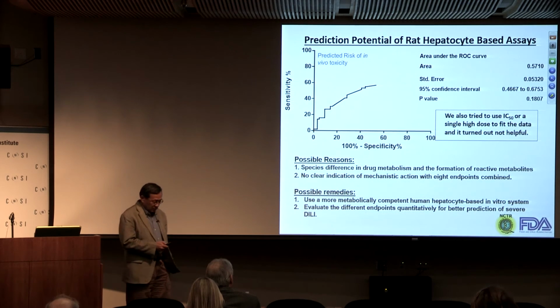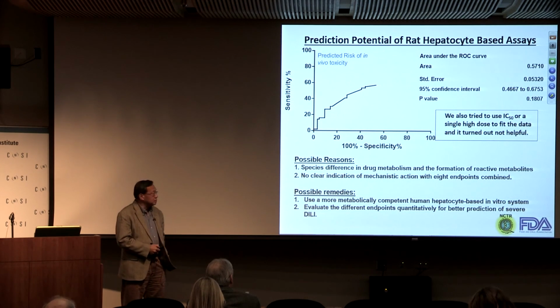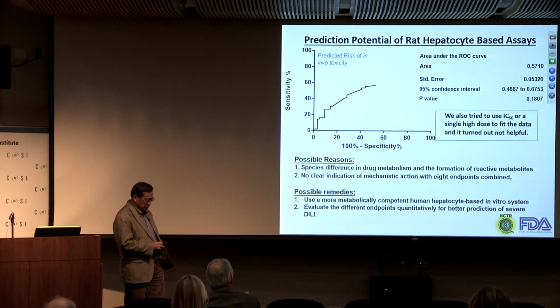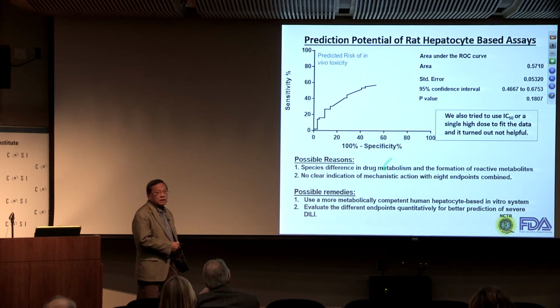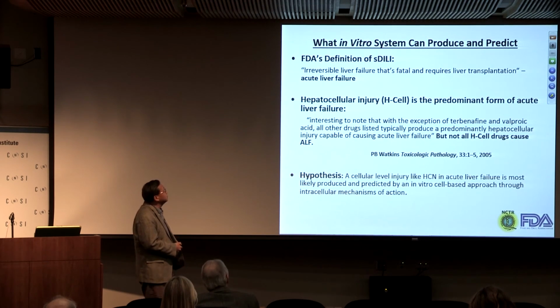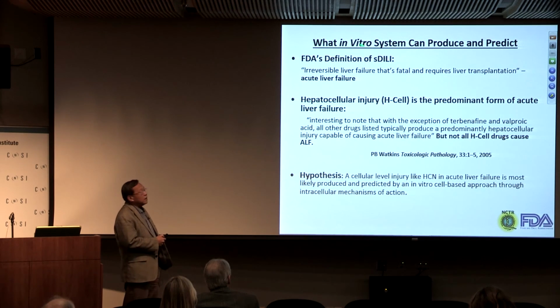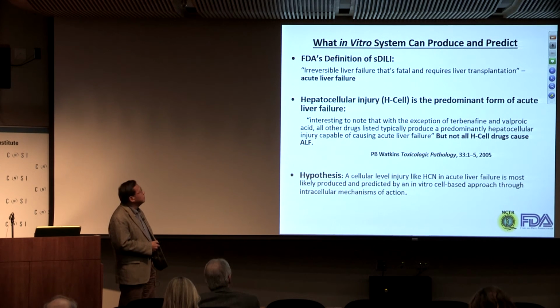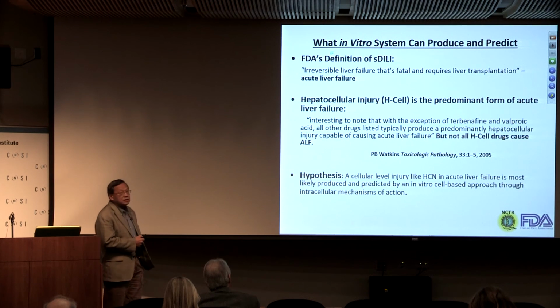But before we do this, we believe that data annotation is critical for the prediction model. I think both Rob and Jim indicated that whatever in vitro system we use, we need to involve the biology. Because we are a bioinformatics group, we have the expertise in collecting and annotating data. So the question we ask is what in vitro system can produce. First, we need to emphasize which disease or symptom we can produce in vitro and also predict. The FDA definition of severe DILI is irreversible liver failure that is fatal or requires liver transplantation. Clinically, that is acute liver failure.